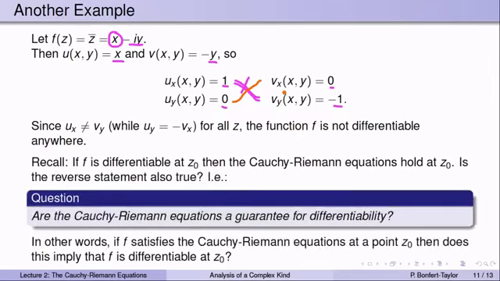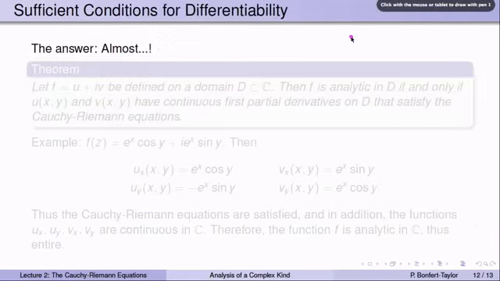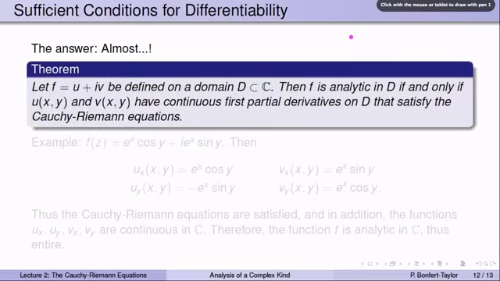Again, remember, if f is differentiable at a point z0, then the Cauchy Riemann equations must hold at that point. Now, is the reverse statement also true? Is it true that if at a point the Cauchy Riemann equations are satisfied, then that implies the function is differentiable at that point? The answer is almost. Here's a theorem. Suppose f is defined on a domain D in the complex plane. Again, a domain is simply an open connected set. Then f is analytic in that domain if and only if u and v have continuous first partial derivatives on D that satisfy the Cauchy Riemann equations.